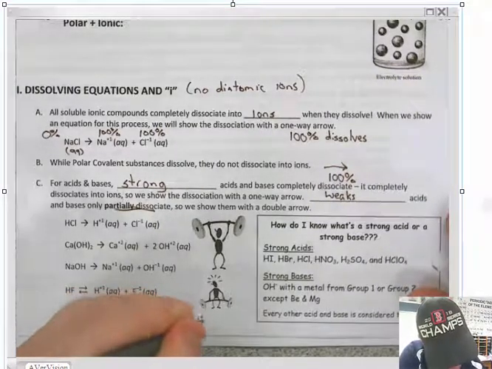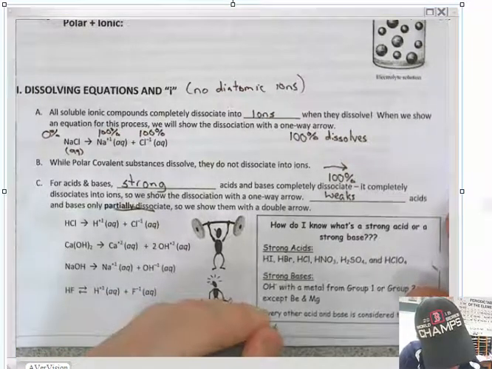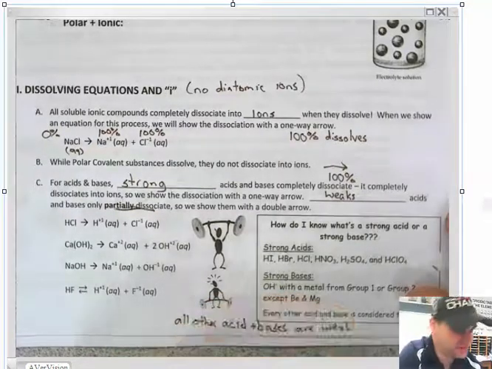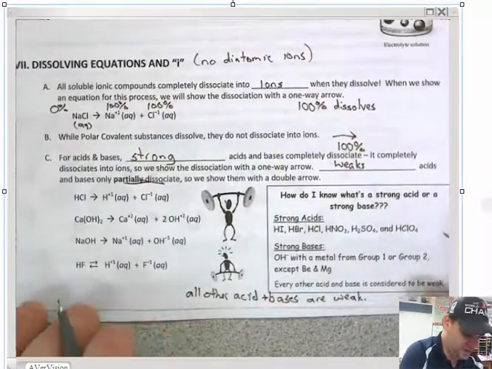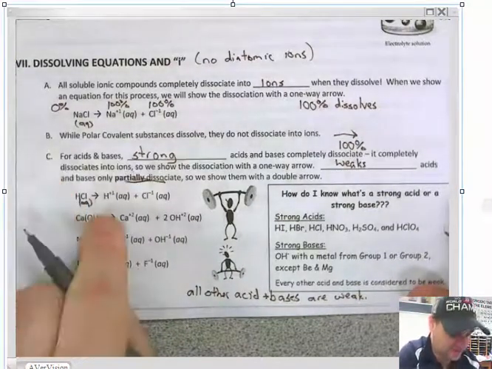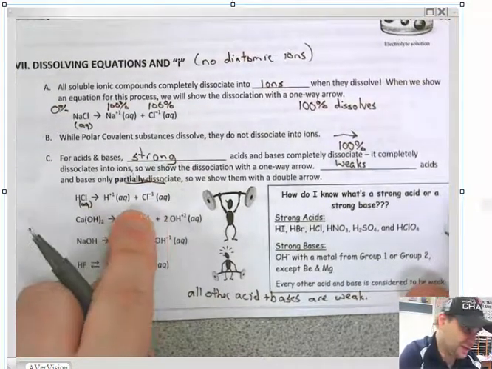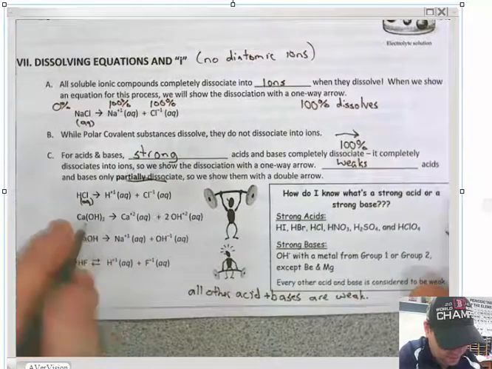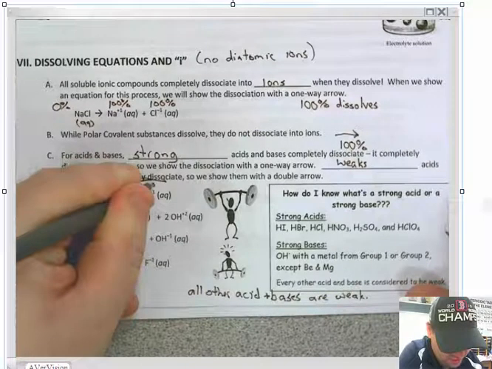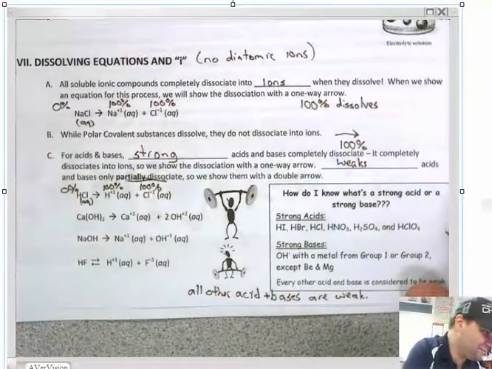All other acids and bases are weak. So for example here, HCl is a strong acid, aqueous. It dissociates into hydrogen ions and chloride ions. Notice that they are not diatomic. Which means that there is 100% H+ and 100% Cl-, but there is 0% HCl, believe it or not.